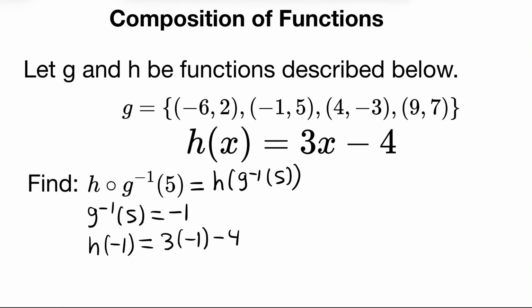And so all we have to do is simplify it. And so we see that -3 minus 4 equals -7. Final answer.